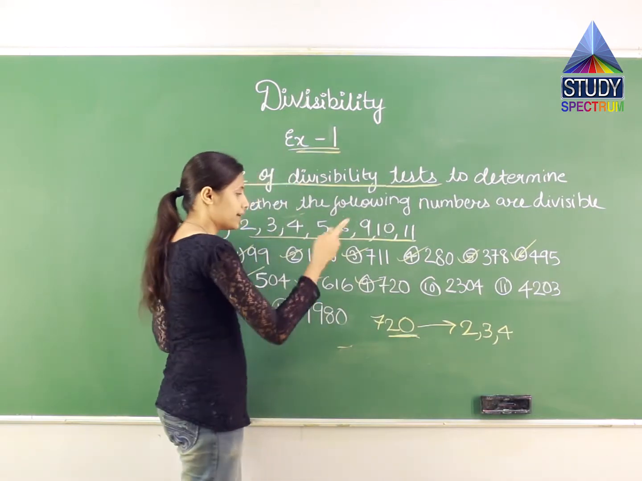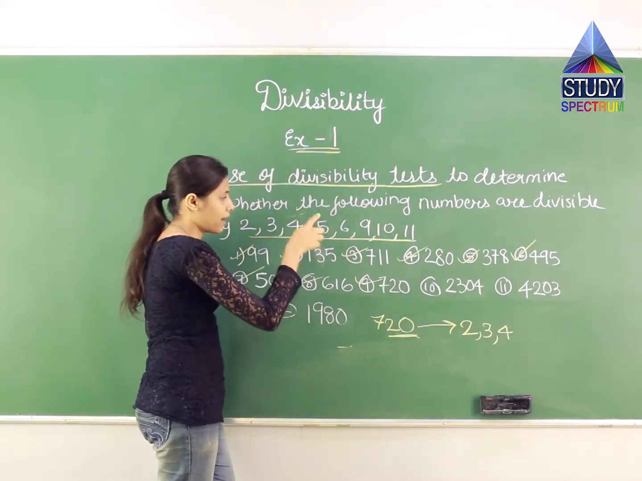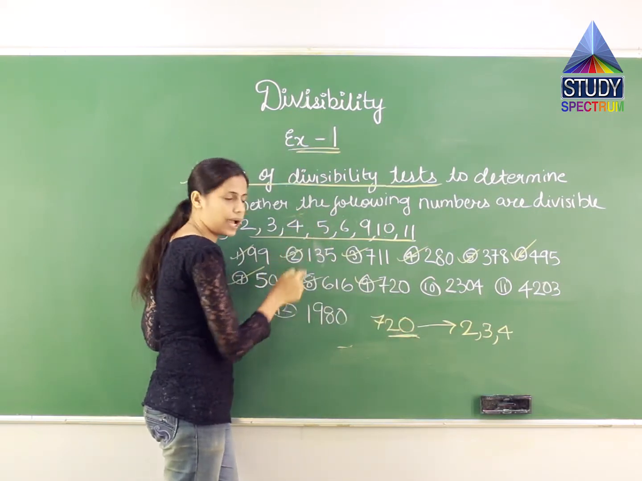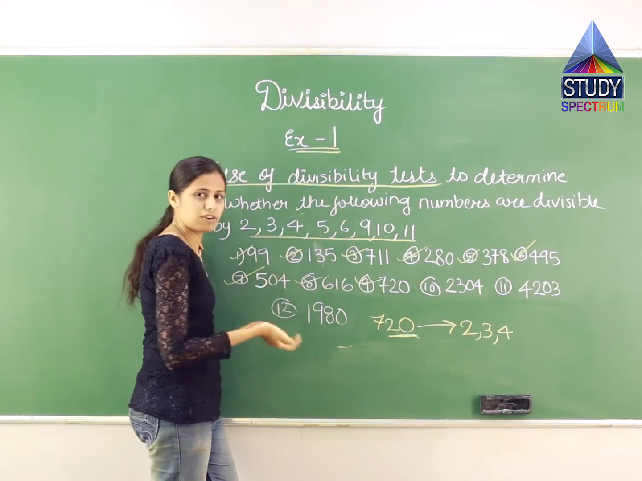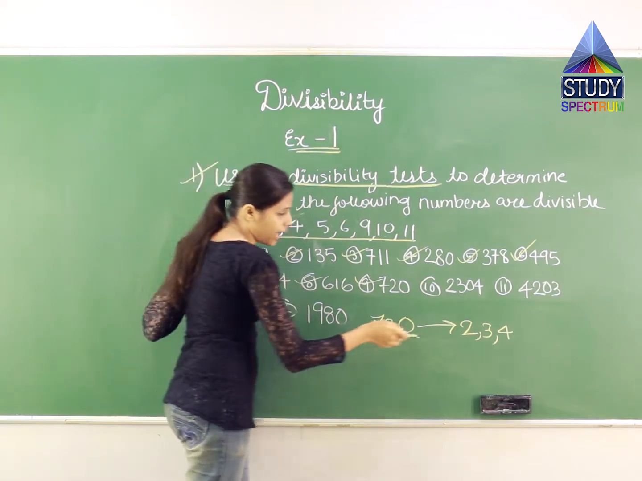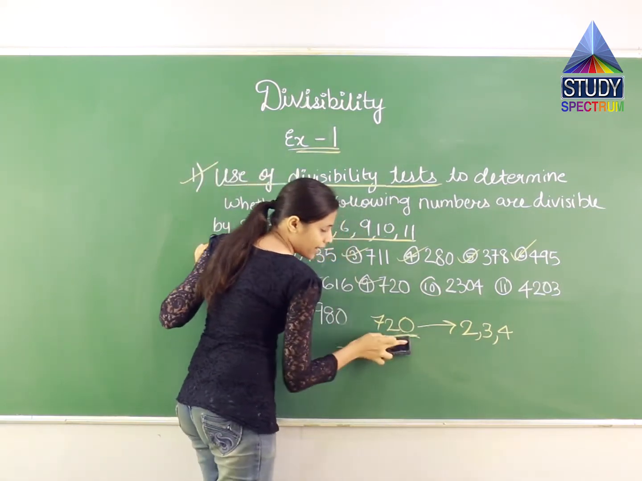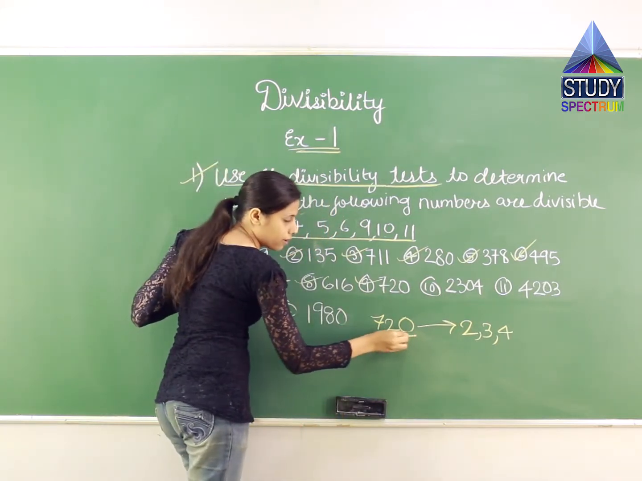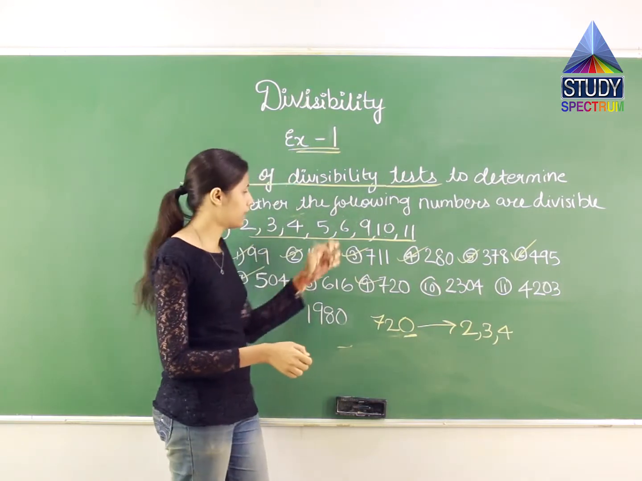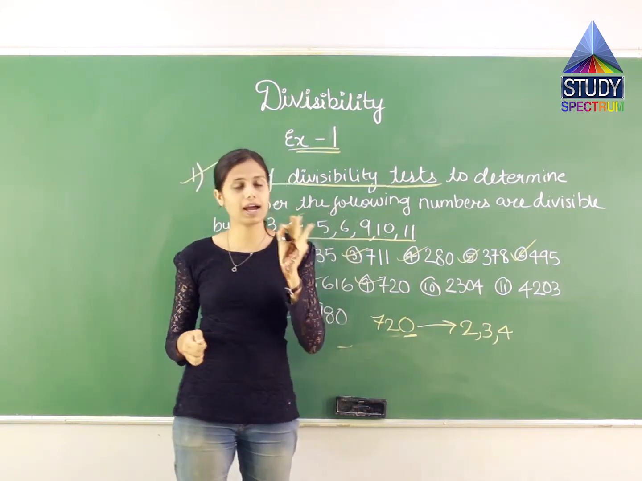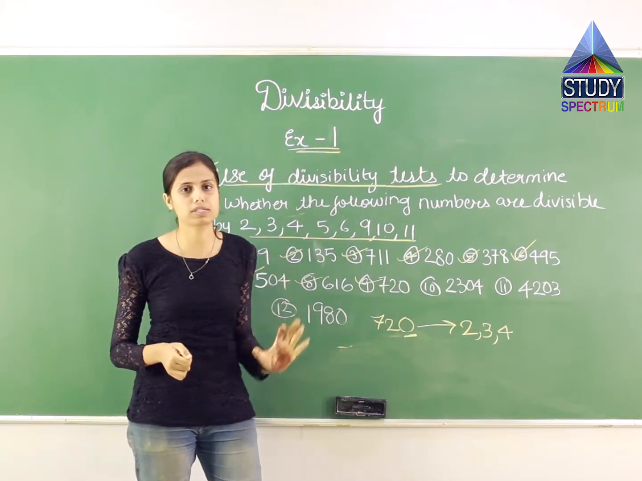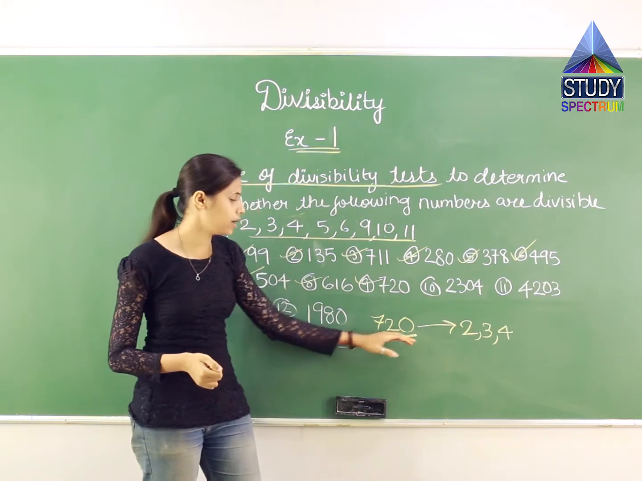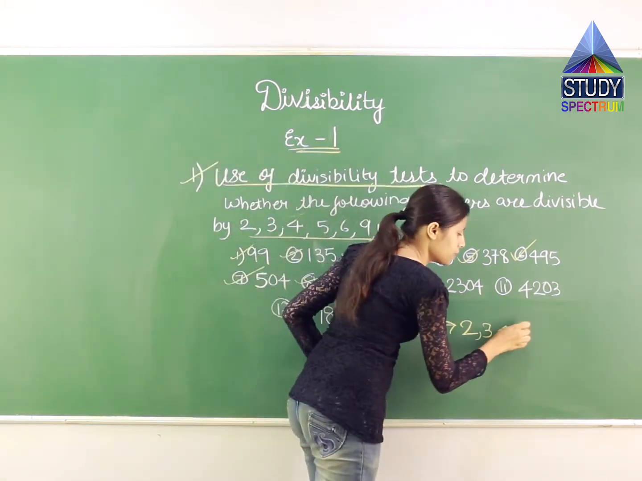Right? Now test of divisibility by what? 4 is done, right? So now test of divisibility by 5. What does this test of divisibility by 5 say? If I have 0 or 5 at the end, then the number will be divisible by 5. So at the end, I have 0, right? So what does the test say? If I have 0 or 5 at the end, the number will be divisible by 5. So yes, I have 0 at the end, right? So I can say that this number 720 is divisible by 5.